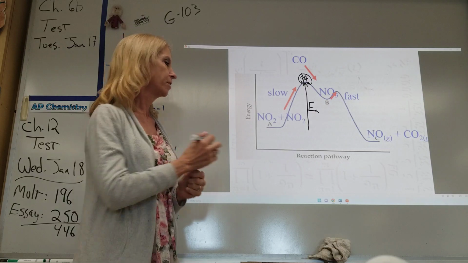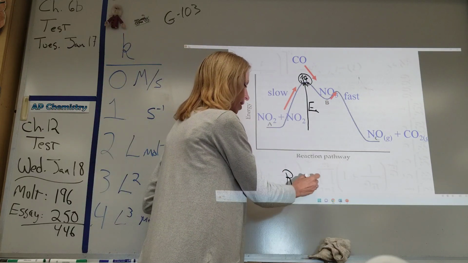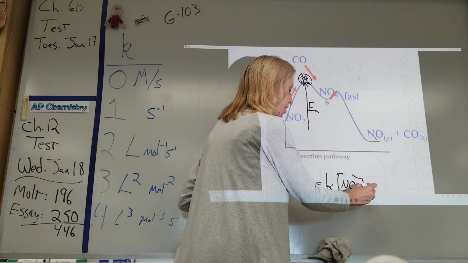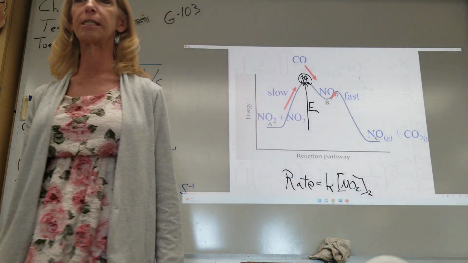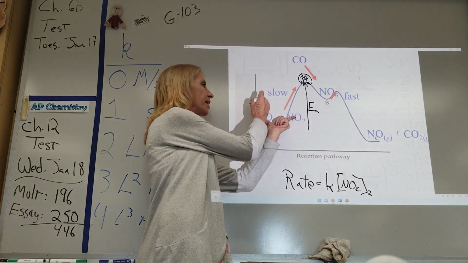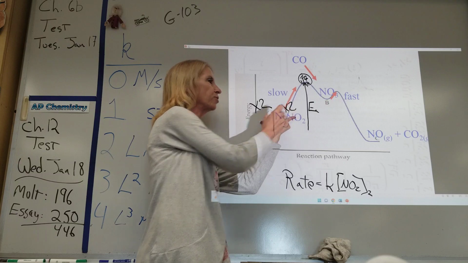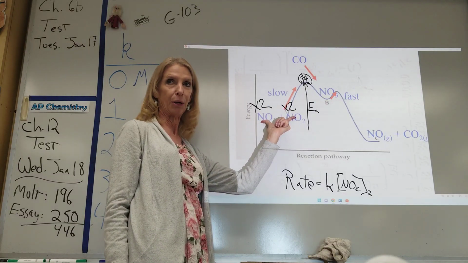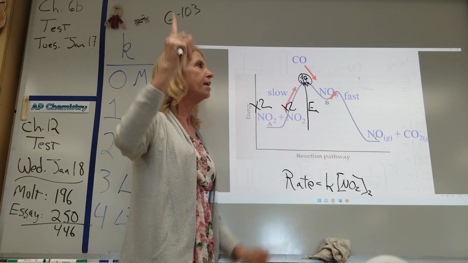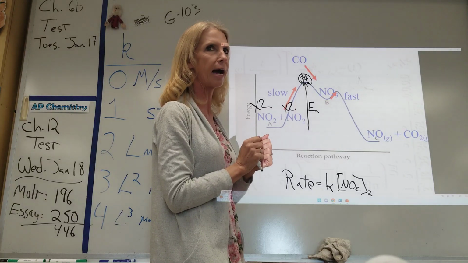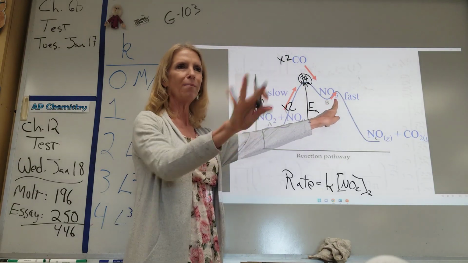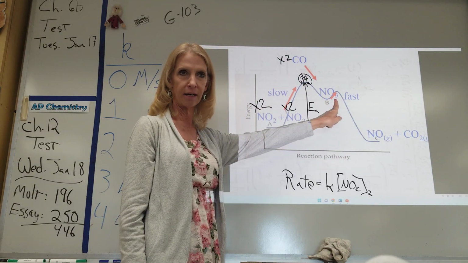Now, look at the rate law. Let me write it up here. Rate equals K. This is where it should all click. This is it, right here. Dr. Doofenshmirtz is going to double NO2. If he doubles NO2, he doubles NO2 and NO2, so the rate goes up by what? 4. Now, what if Dr. Doofenshmirtz doubles carbon monoxide? No impact, because that's fast. It's 0 order in carbon monoxide.